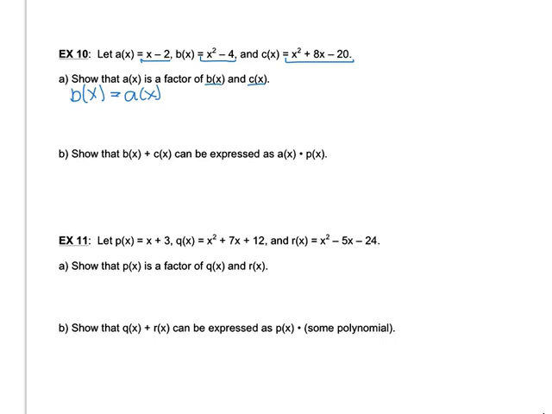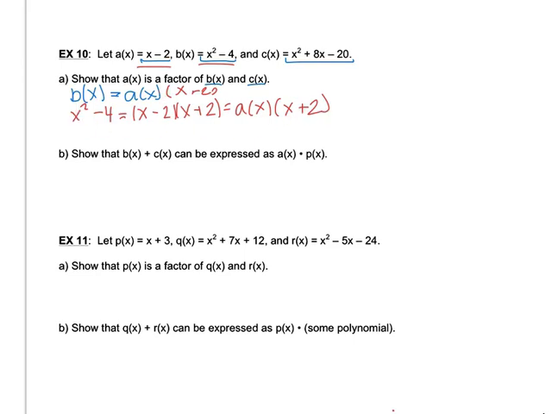b of x. To do that, b of x is x squared minus 4. I want to show that I can write x squared minus 4 as a multiple of a of x and something else, where a of x is x minus 2. And what would that something else have to be? That would have to be x plus 2. So this equals a of x times some other polynomial, x plus 2. So we've shown, yes, I can write b of x as a of x times some other polynomial.